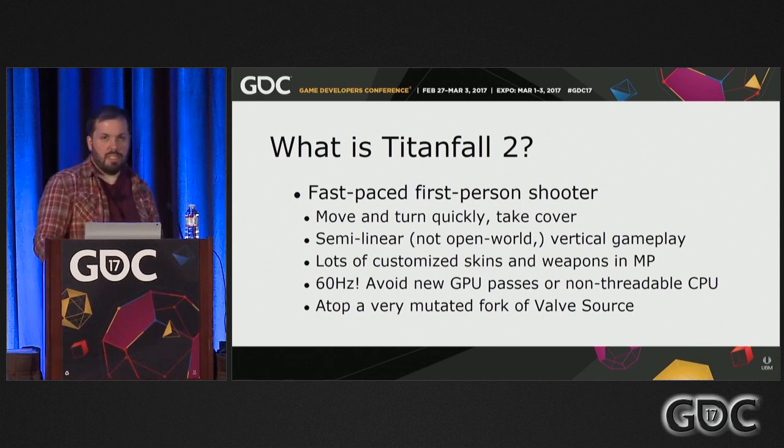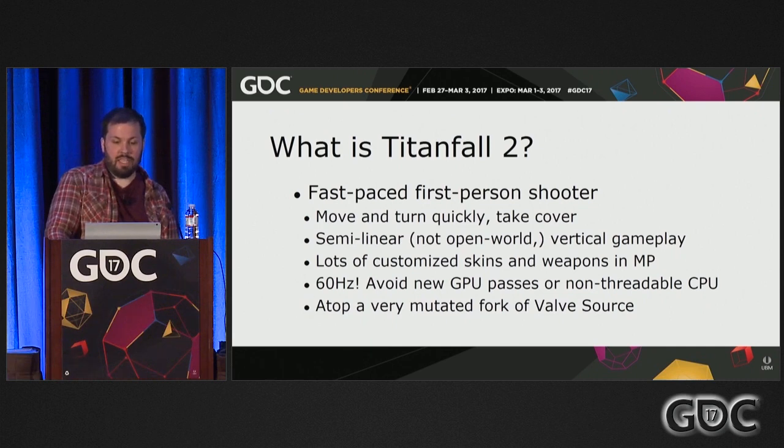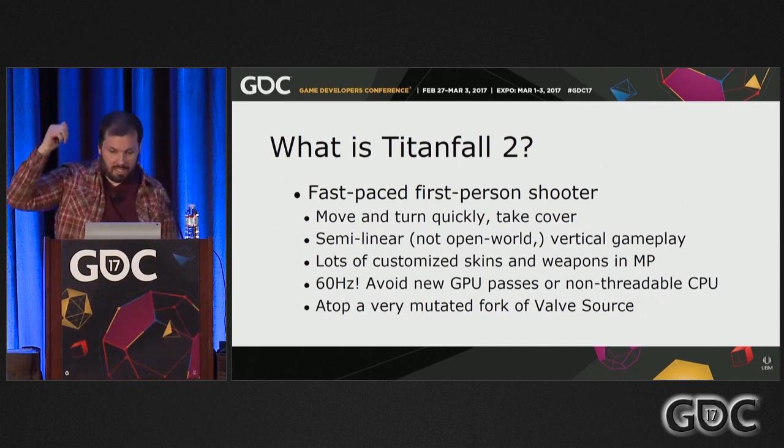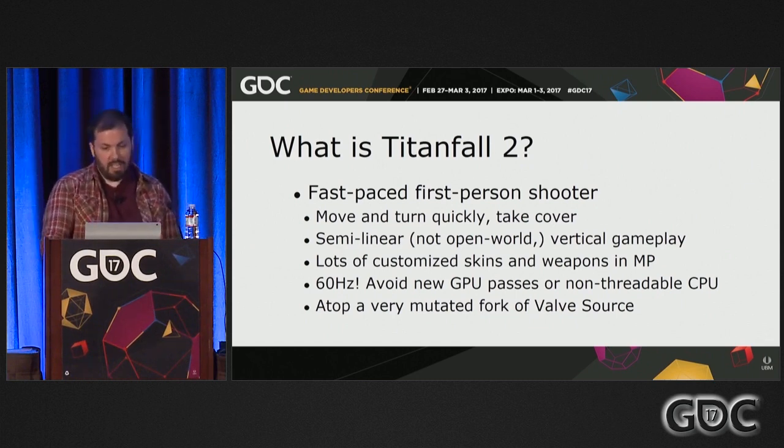Titanfall 2. Titanfall 2 is a fast-paced first-person shooter. That means that the camera is located inside the player's head. And the player can move quickly, they can turn quickly, they can hide behind cover, come out of cover. There's vertical gameplay, they can eject vertically, rapidly, they can fall rapidly, obviously. The game itself is semi-linear. It's not really an open-world game, though the multiplayer is a little more open than the single player.